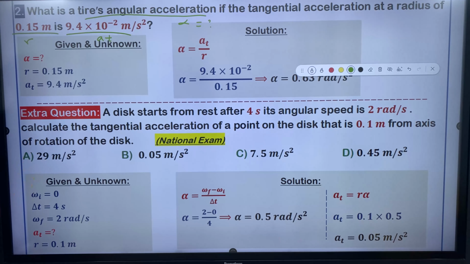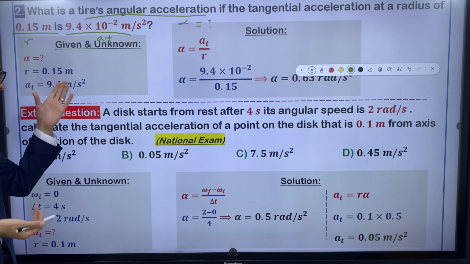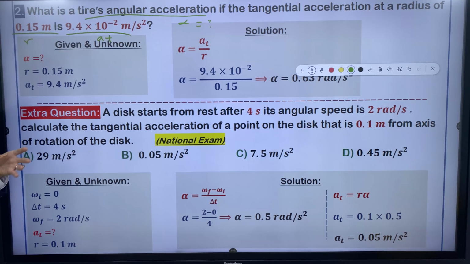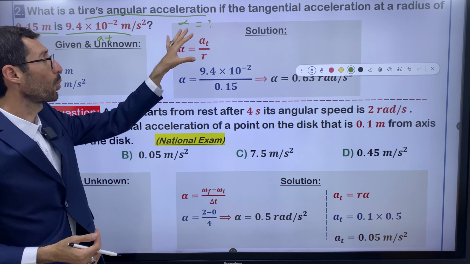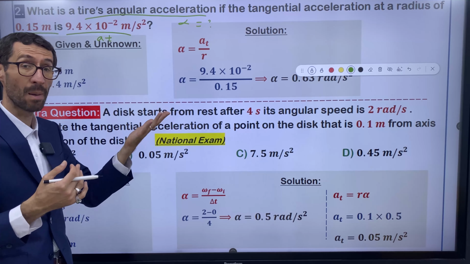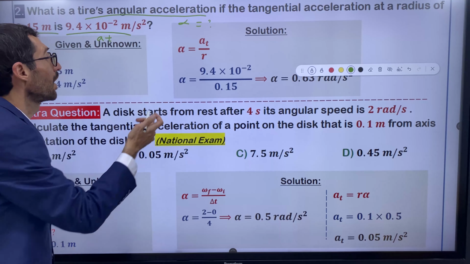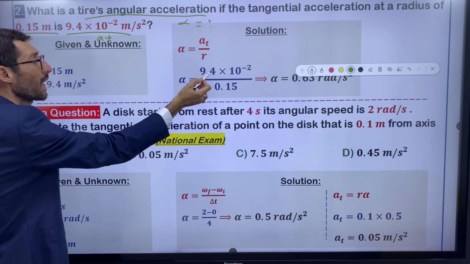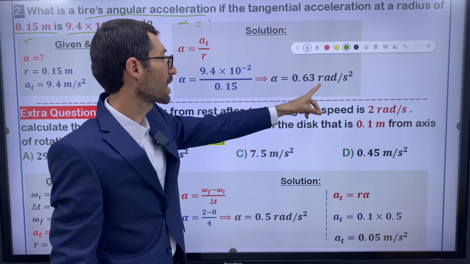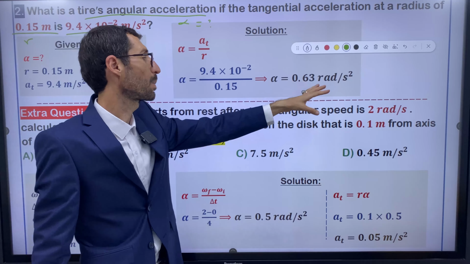And I have a question for you. Are the dimensions unified or not? Of course, the dimensions are unified. It doesn't need any conversion. Just write the equation, alpha is equal to AT over r, and substitute the numbers. AT, 9.4 times 10 to the power negative 2, r, 0.15, and divide this number by 0.15 to find the answer. And the answer will be 0.63 rad per second squared.